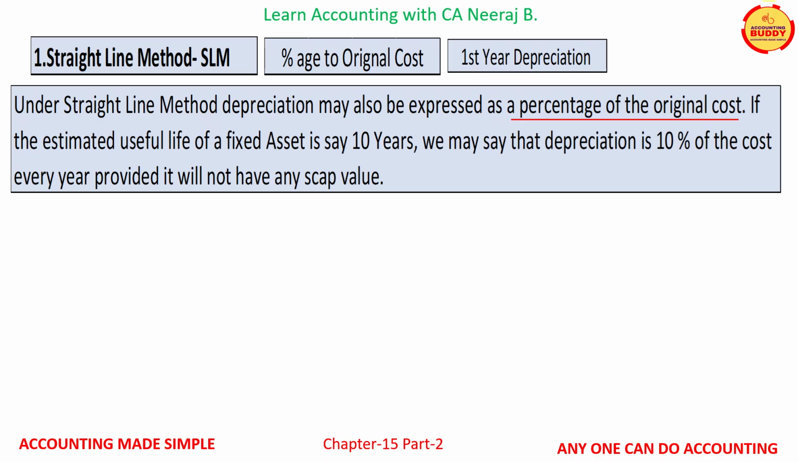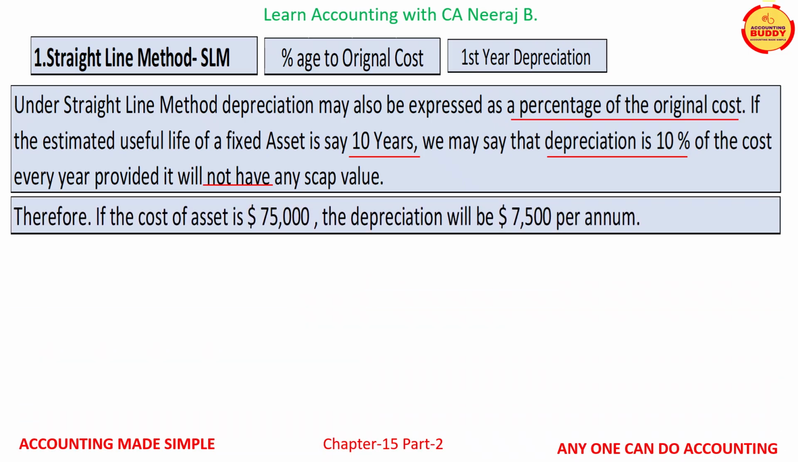If the estimated useful life of a fixed asset is say 10 years, we may say that the depreciation is 10% of the cost every year and the asset does not have a scrap value. Therefore, if the cost of the asset is $75,000, the depreciation will be $7,500 per annum.